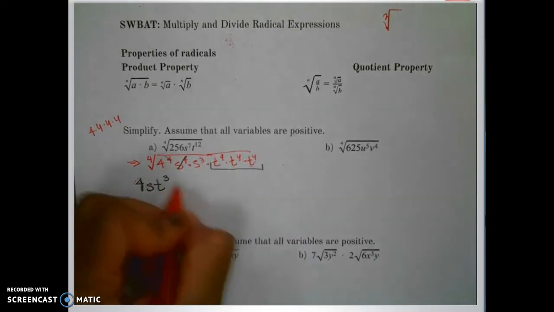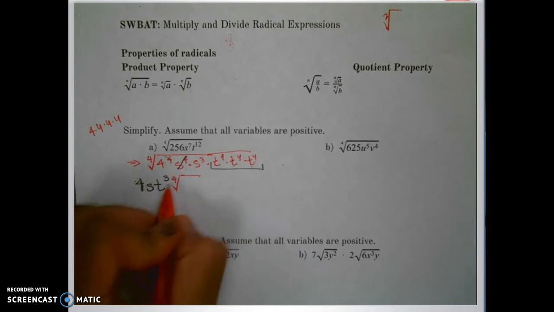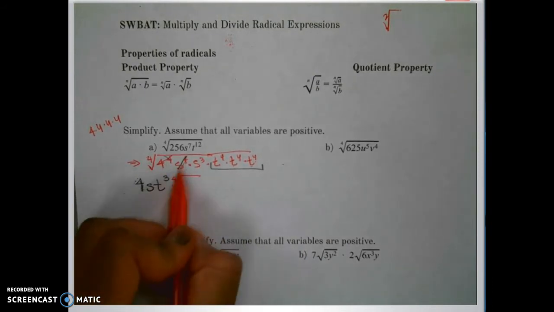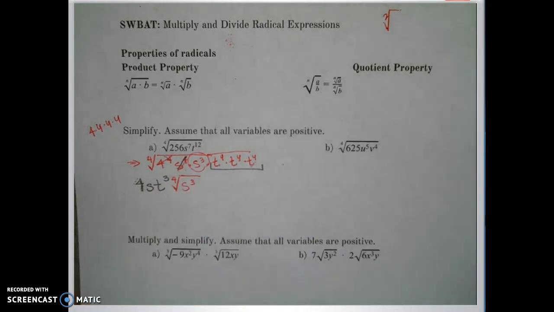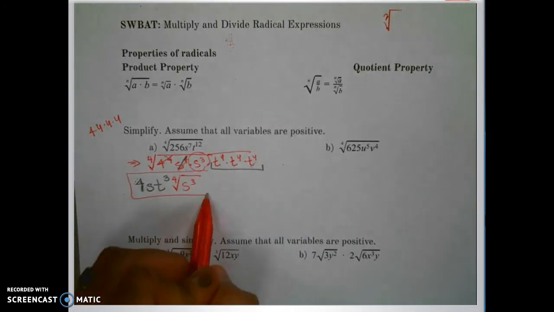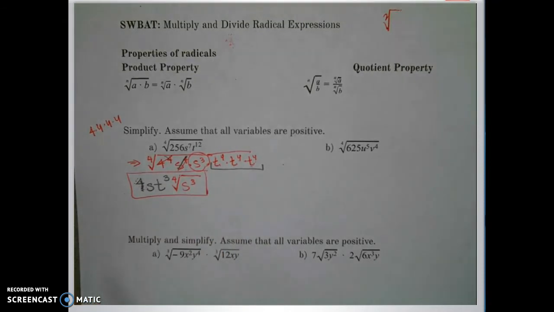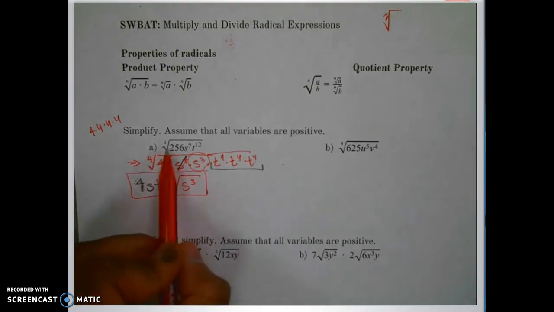And then I'm going to put my leftovers in this root. So I took this out, I still have s to the 3rd in the radical. And then that is my answer. So perfect fourths is what we're looking for in that one, because it was the 4th root. Okay, let's try another one just like the other one.